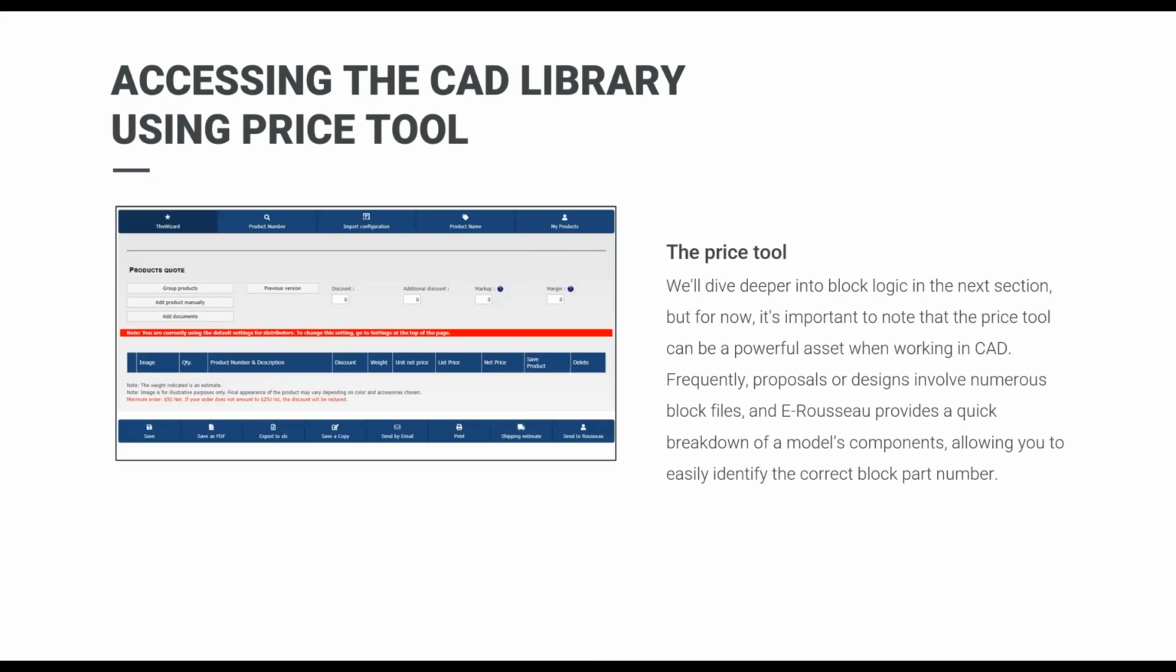Also, while you're in eRousseau, one of the most important tools that will help you efficiently do CAD drawings is the price tool. Now, we're going to dive into the block logic in the next section, but in the price tool, if you were looking for something like a proposal, the brochure alone, which we will refer to later, won't necessarily give you the quick way to find all the part numbers, but the price tool will. You can easily type in, say, an R cabinet proposal, R580G XYZ, and get the breakdown of components, allowing you to identify the correct part number of the block you're searching for, which we'll come to in a second.